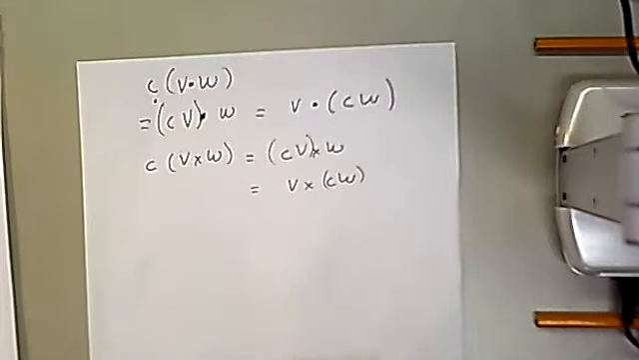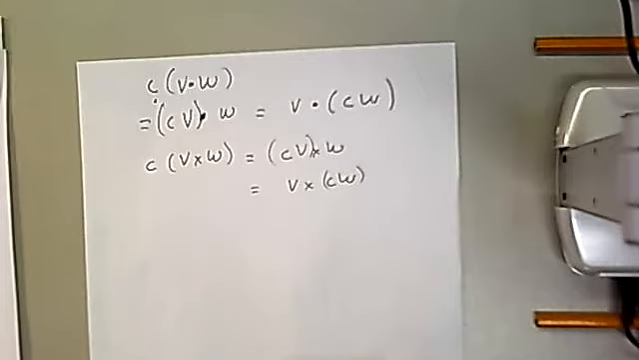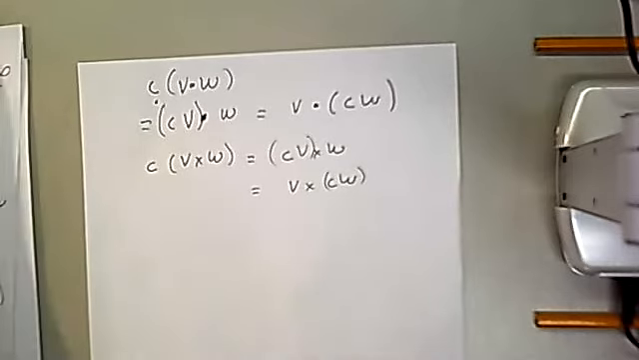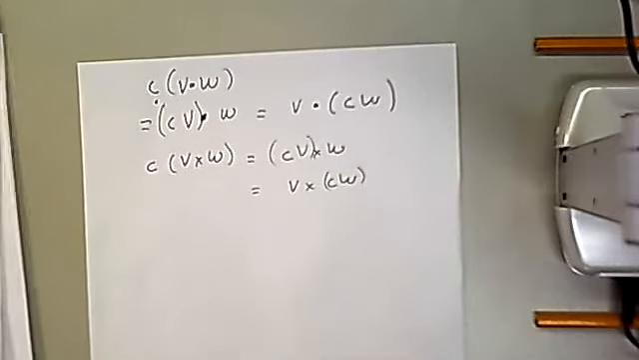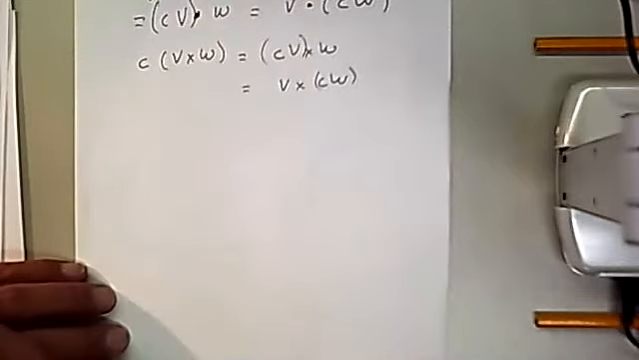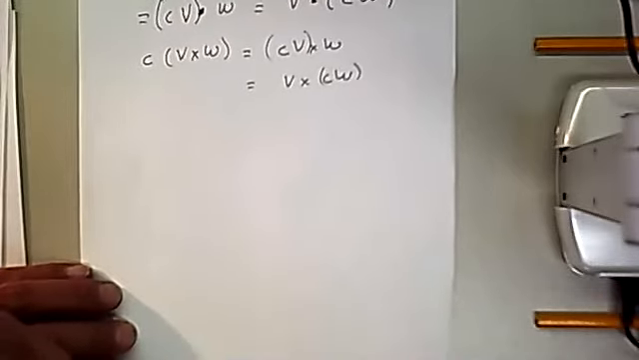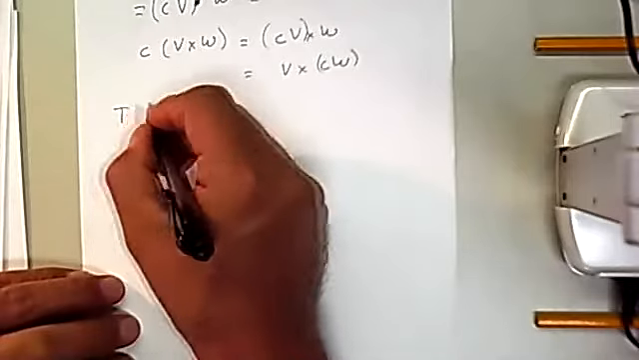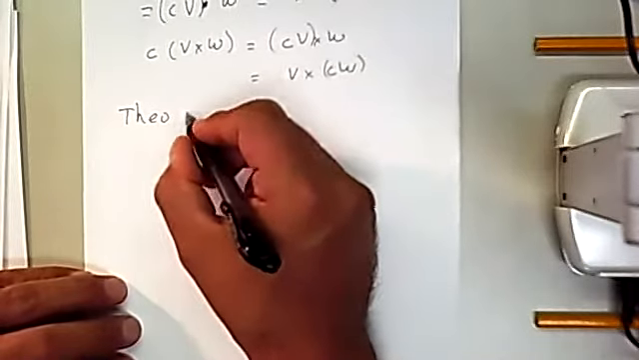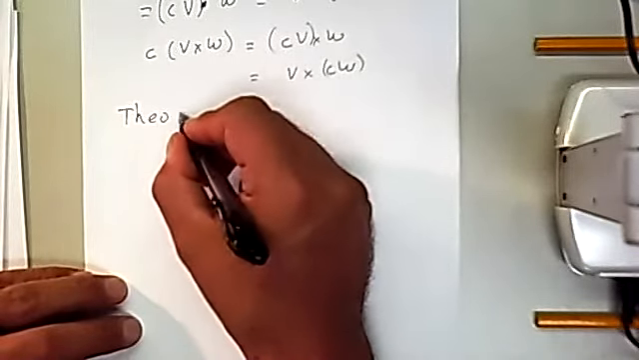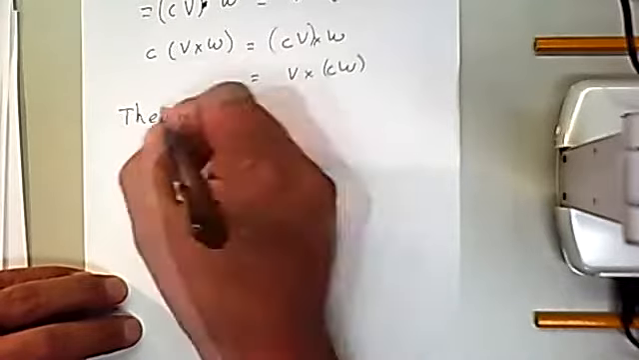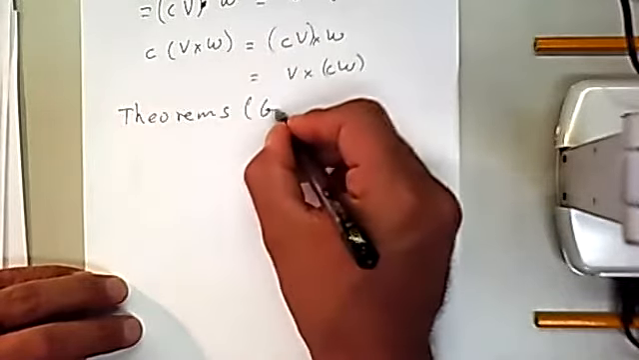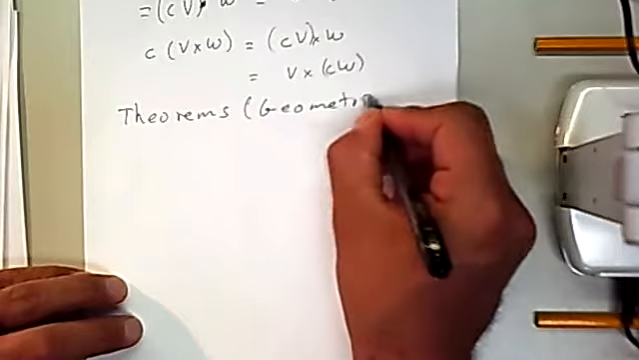Distributive properties with addition work the way you would expect them to work. Multiplying by 0 gives you 0. Those are simple properties you can review on your own. Geometrically speaking, there are two important facts or theorems about the dot and cross product. These are geometric theorems.